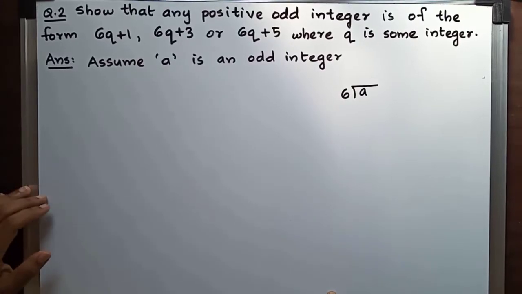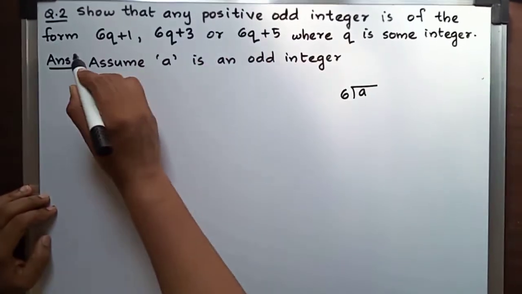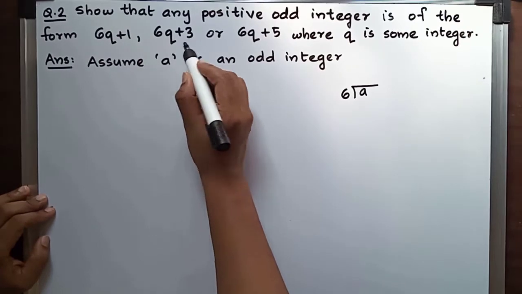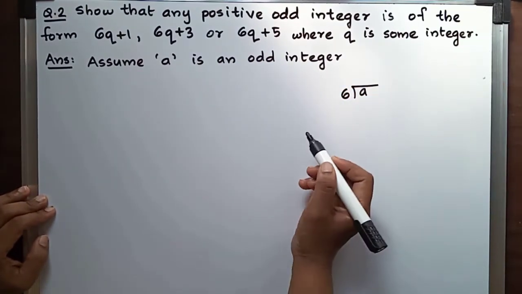This is our second question. Show that any positive odd integer is of the form 6q plus 1, 6q plus 3 or 6q plus 5, where q is some integer.